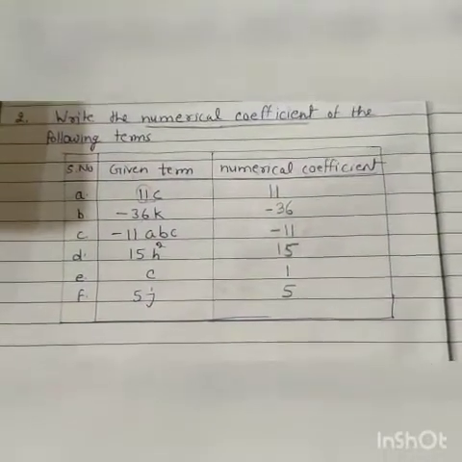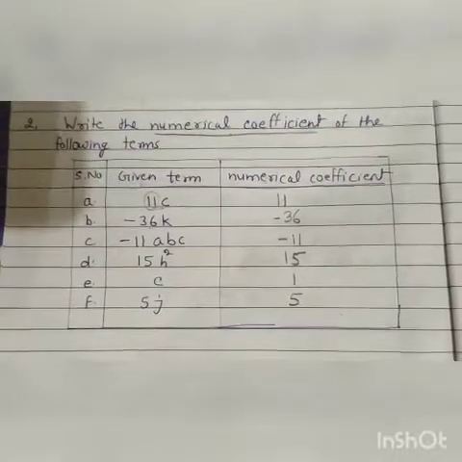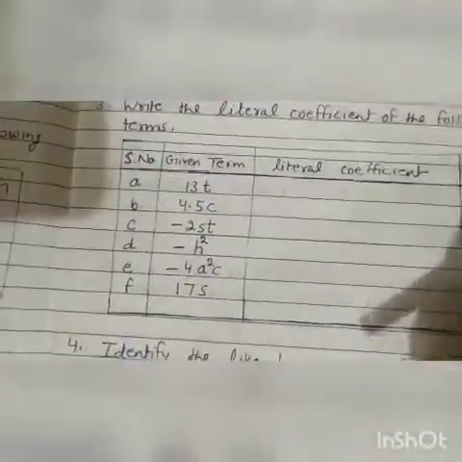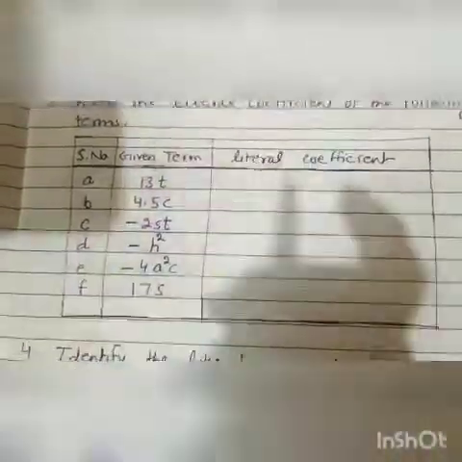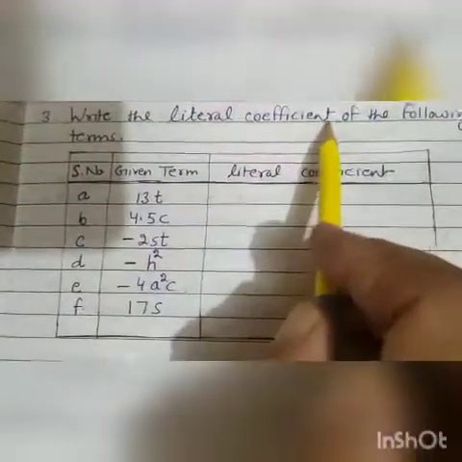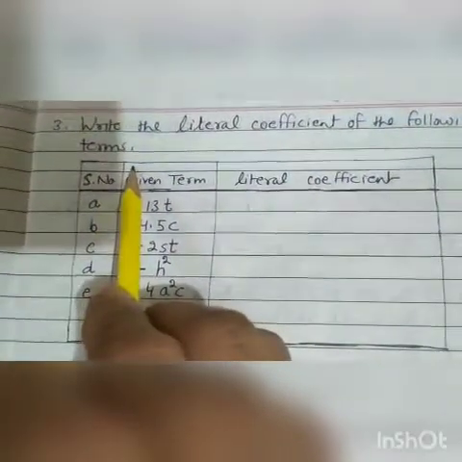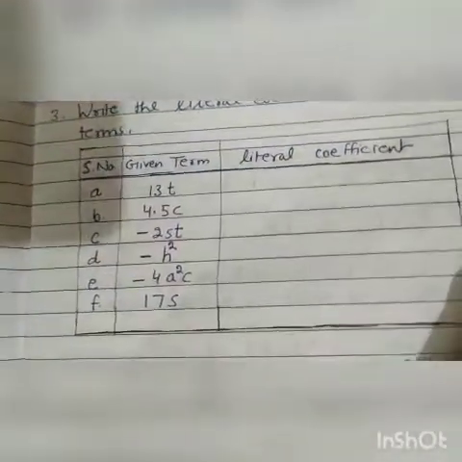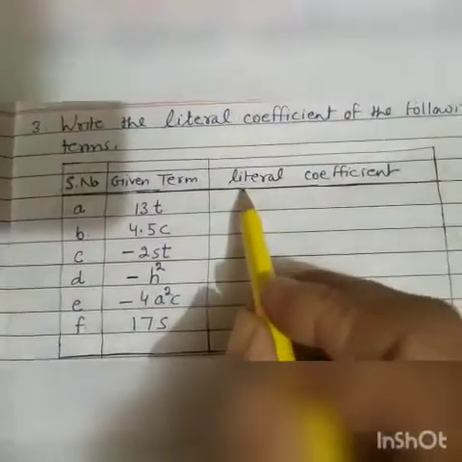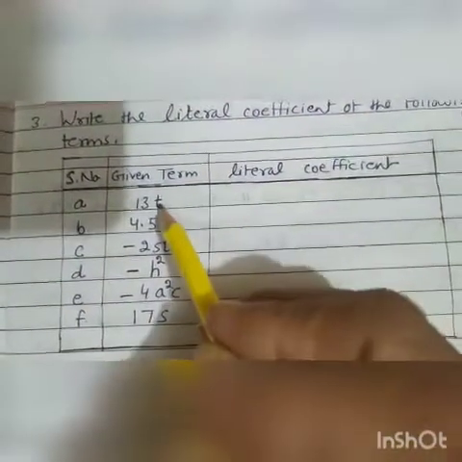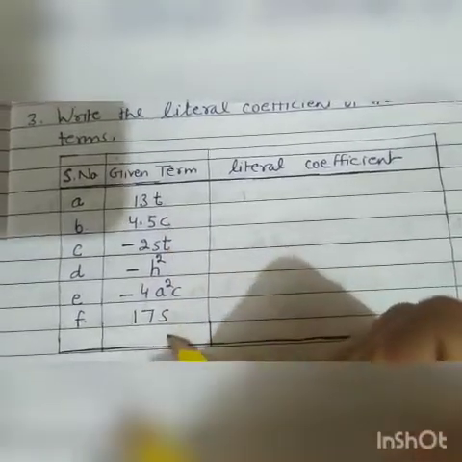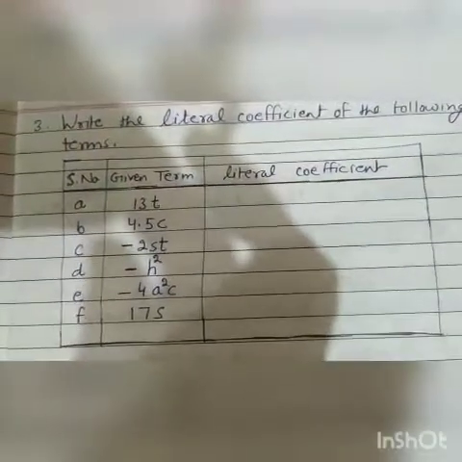I think it should be clear. Not difficult, very easy. Then come to question number 3. 3 is also related to this coefficient value. Question number 3 is: write the literal coefficient of the following terms. Again, some terms are given to us and we have to write, this time, the literal coefficient. Literal coefficient means these alphabets, letters of alphabets A, B, C, P, Q, R, X, Y, Z.